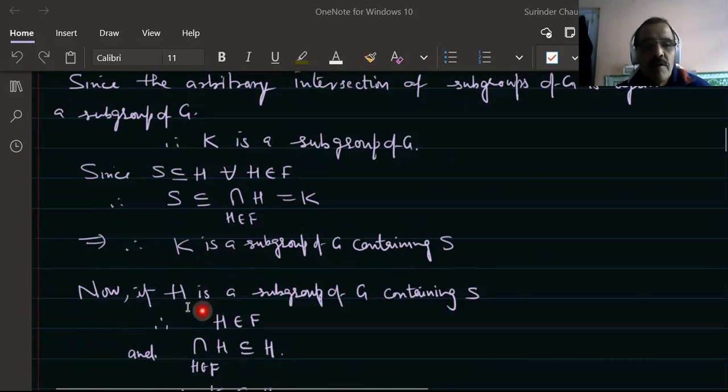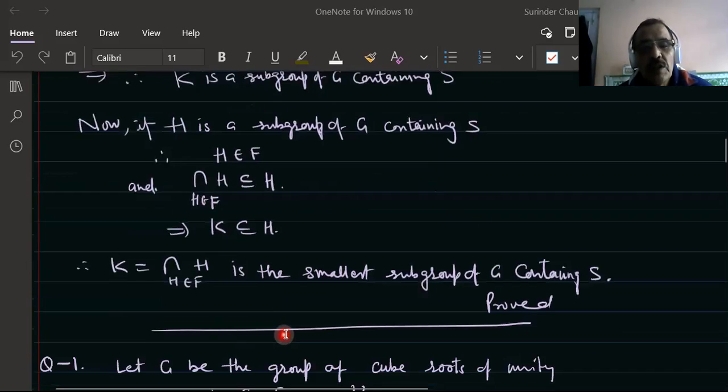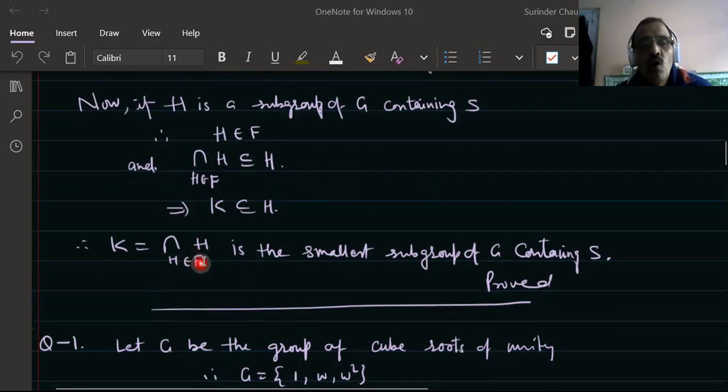Now suppose you take any element H of F. If H is a subgroup of G containing S, then H also belongs to F. So the intersection of all subgroups in F containing S will be a subset of H. This is equal to K. K is a subset of H. This implies K, the intersection of all subgroups H of F containing S, is the smallest subgroup of G containing S.